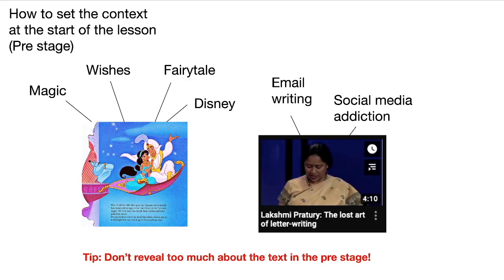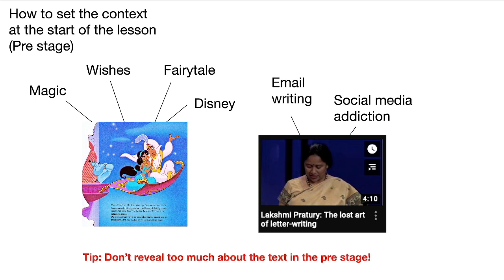Okay, so let's go through some more tips now. This is about how to set the context at the start of a lesson. So this is actually the pre-stage, okay? Now, I've got a couple examples here because this idea of setting the context can sometimes be a bit challenging to understand. But the context is like the general topic or the overall topic or even related topics that are around your text. So have a look at these examples. The first one is perhaps a short story about Aladdin.